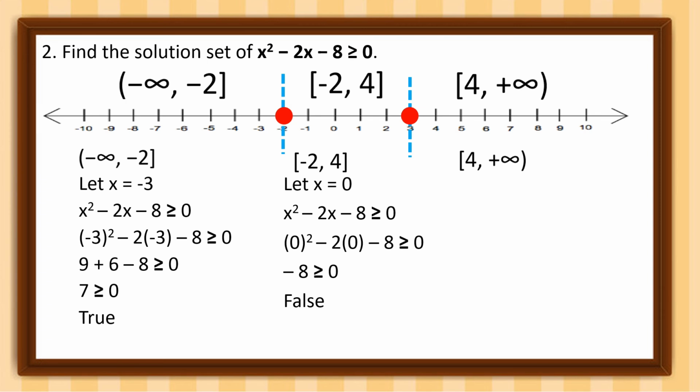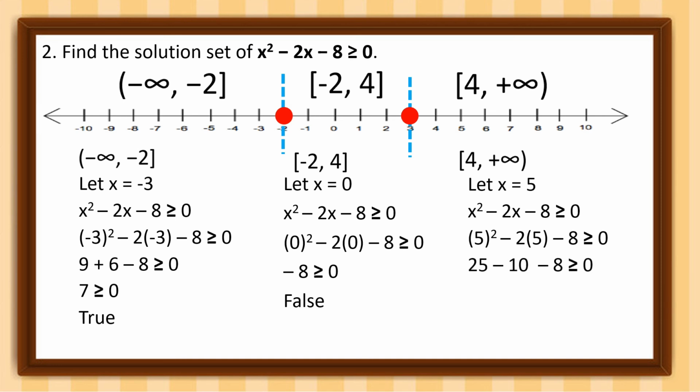How about the third interval? From 4 up to positive infinity and 4 is included. I want my testing point to be 5. Then let us substitute 5 for the value of x. We will have 25 minus 10 minus 8 that is greater than or equal to 0. And 7 is greater than or equal to 0. Do you believe that 7 is greater than or equal to 0? Yes, therefore it is true.